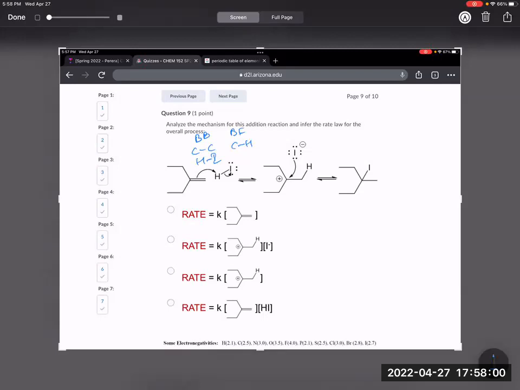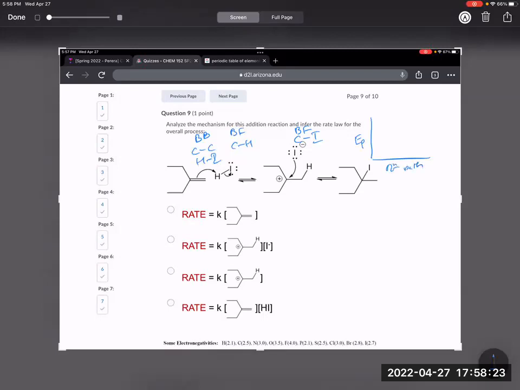And then the second step, or the last step, is bond forming only. We are forming the carbon-iodine bond. Now if you draw the energy diagram, or the reaction path diagram, for this, then let me draw that.